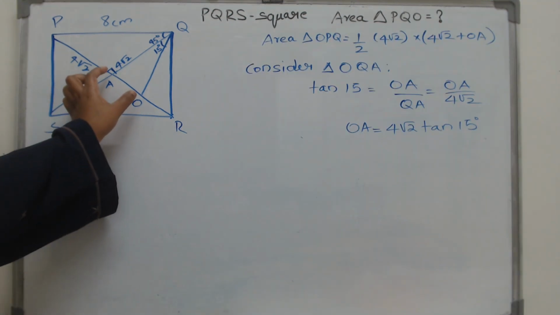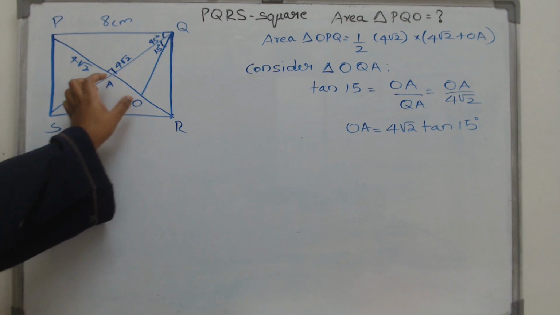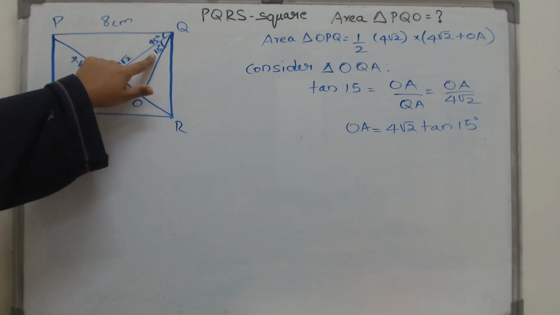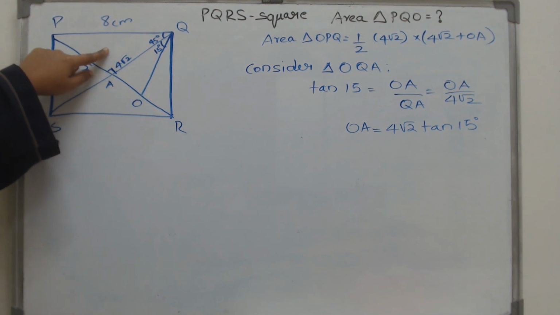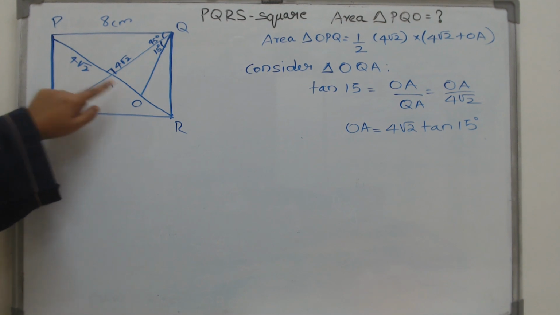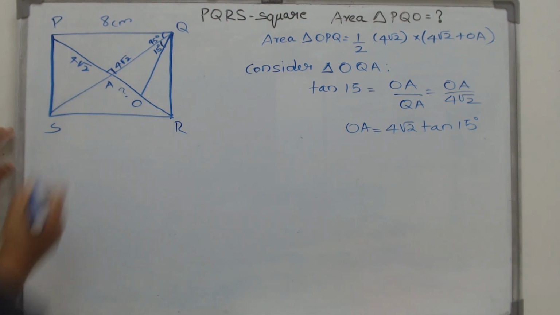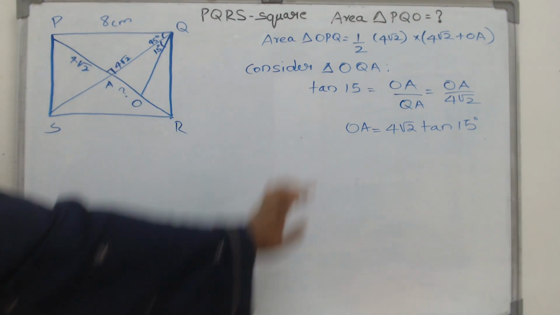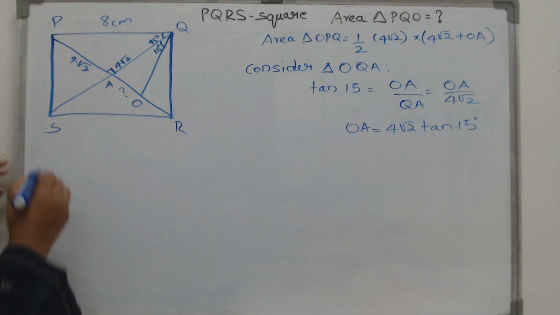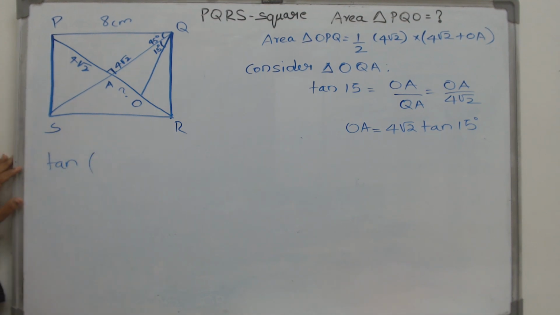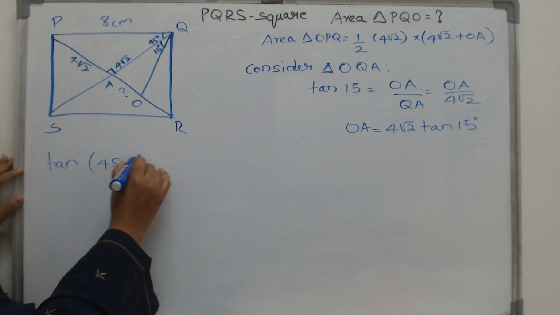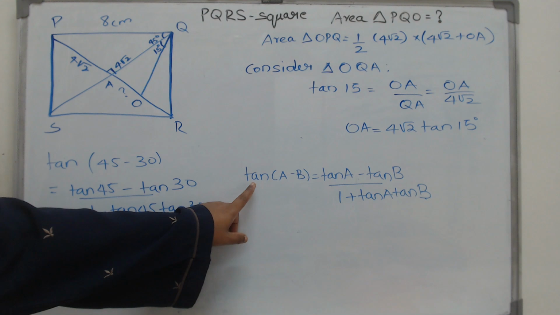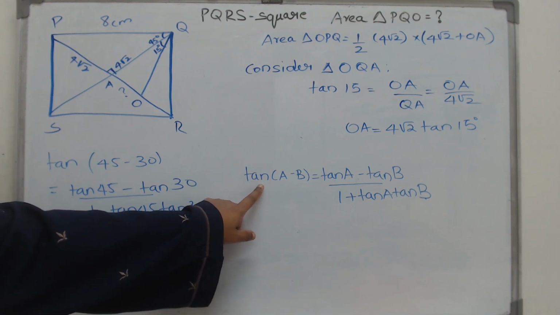So how do we find the length of this line segment OA? Consider the triangle OQA. Now tan 15 is opposite side by adjacent side, which is OA by 4 root 2, or in other words, we have OA is equal to 4 root 2 into tan 15. How will you find tan 15? What is 15? It is 45 minus 30. And what is tan A minus B? Now we apply this formula, the tan (A minus B) formula.